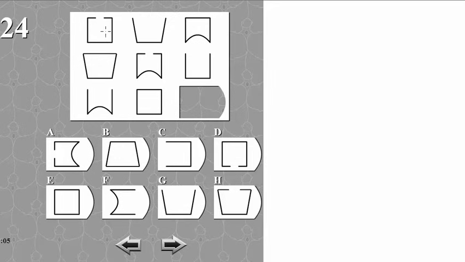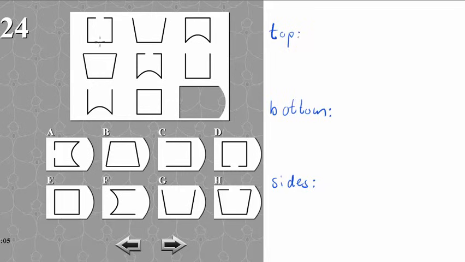The trick in this one is to split up the figures in top and bottom and the sides. So we have the top, we have the bottom, and we have the sides. And then we can apply some kind of rule, both horizontally and vertically.